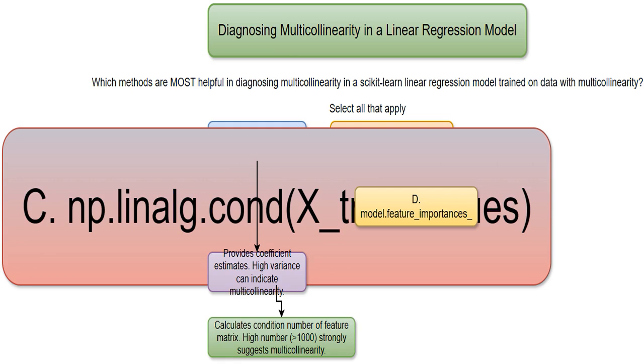A high condition number, usually above 1000, is a strong signal of multicollinearity, meaning your predictor variables are too highly correlated. Think of it like this. A wobbly tower is hard to stand on, right? A high condition number is like that wobbly tower. Your model's coefficients are very sensitive to small changes in the data because of the high correlation between features.